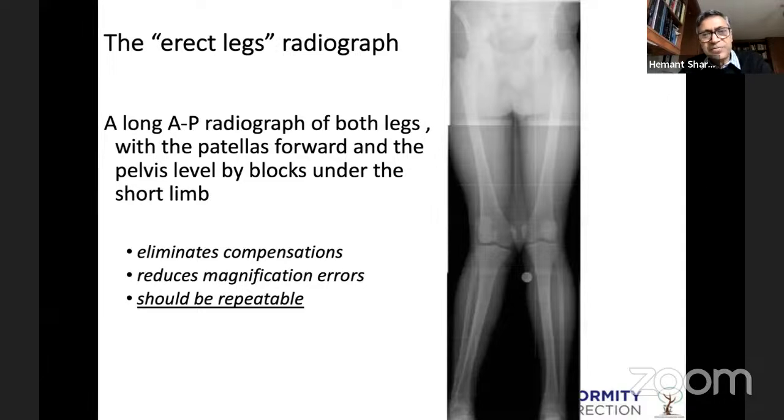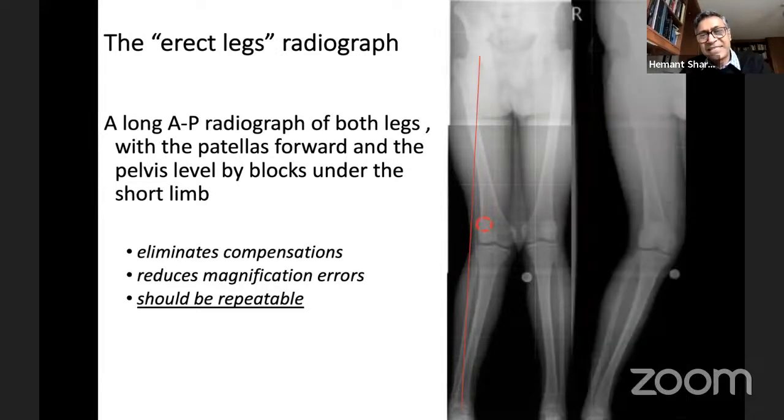So this is an X-ray which you take routinely. If you see, this is the mechanical axis, it's a bit lateral. You look at the patella, it's not centered. Now, if you take the same X-ray with the patella centered, suddenly you realize that your deformity is much worse, and your mechanical axis is much further lateral than it originally was.